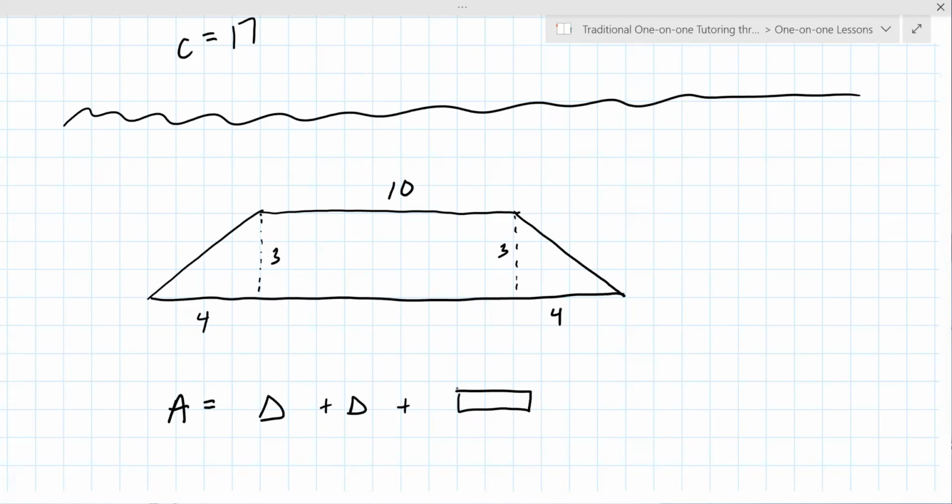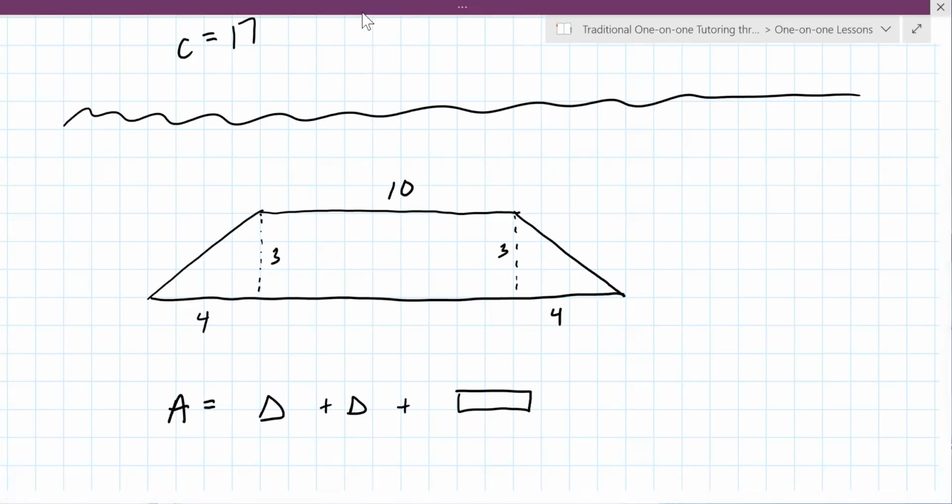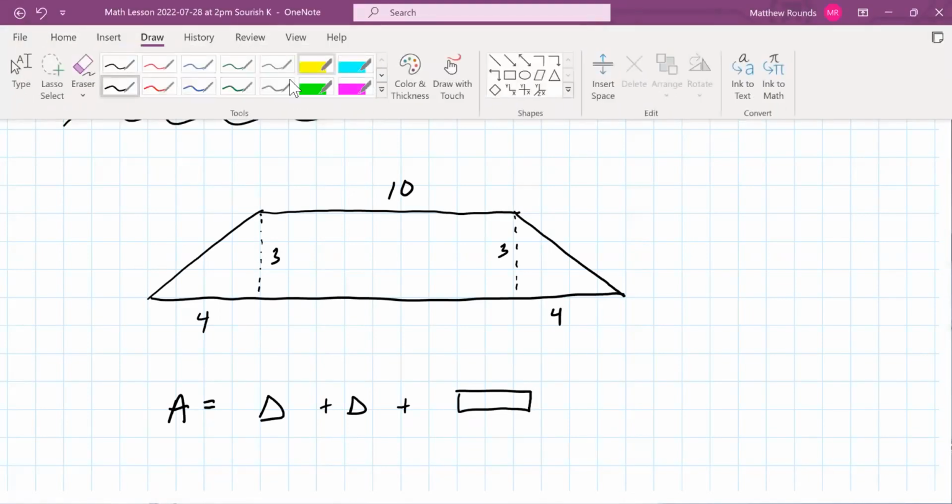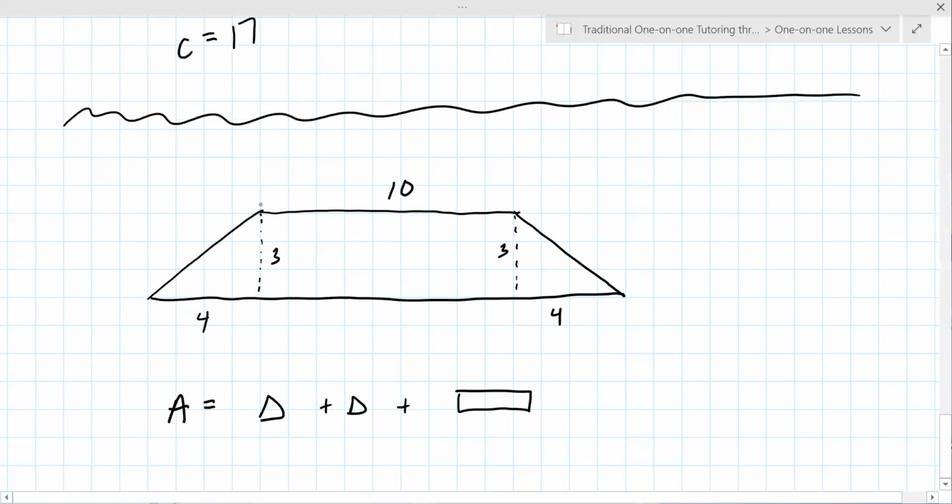Okay, so the first triangle is this one. I'll make it in a different color here. See how this triangle in blue here is the first one? So 4 and 3.